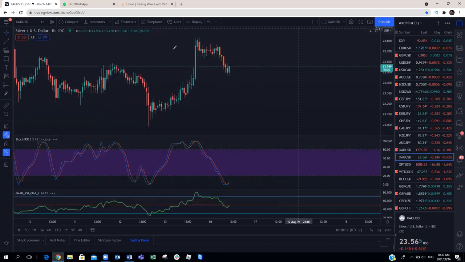three-wave structure here, three-wave pullback, 1, 2, 3. We are in the blue box here. We're looking for this to continue to the upside. We are about 50. All indications are for more upside here.